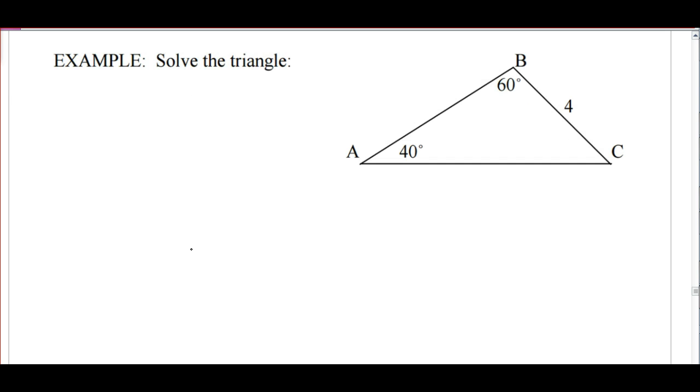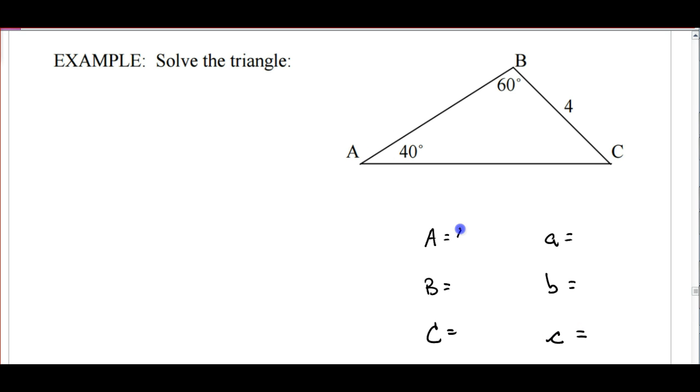Triangles have 6 parts. They have 3 sides and 3 angles. So what I normally do, and what I want you guys to do, is make a little chart for the 3 angles. So here's A, B, and C. And the 3 sides, side a, side b, and side c. And let's go ahead and fill in what I know.